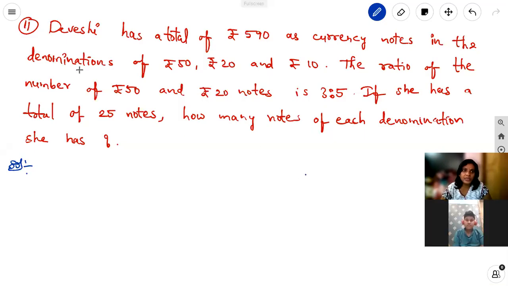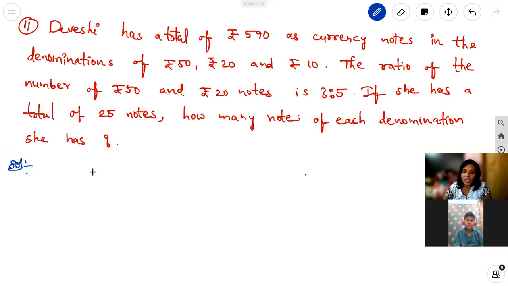It's very important. Deveshi has a total of 590 rupees as currency notes in the denominations of 50 rupees, 20 rupees and 10 rupees. The ratio of the number of 50 rupees and 20 rupees notes is 3:5. If she has a total of 25 notes, how many notes of each denomination does she have?